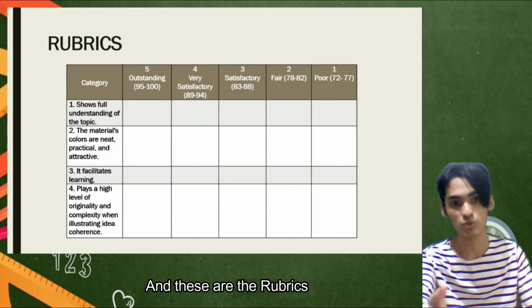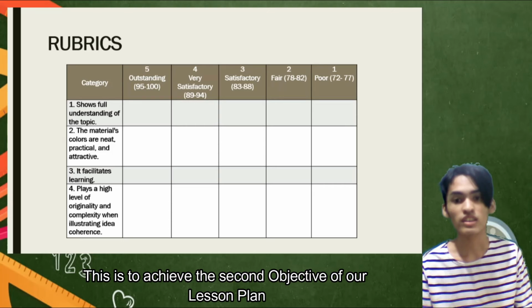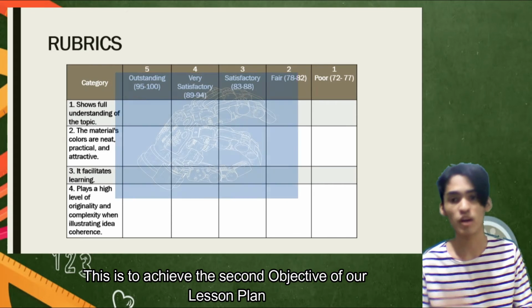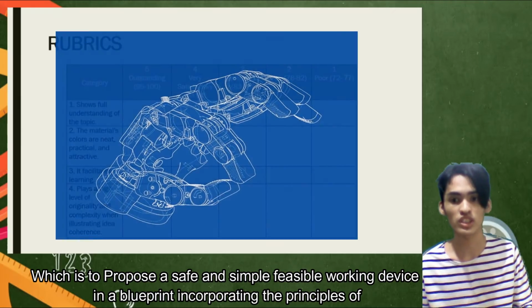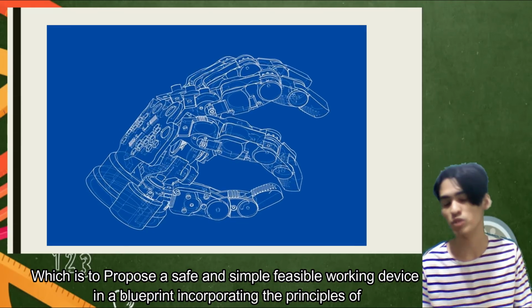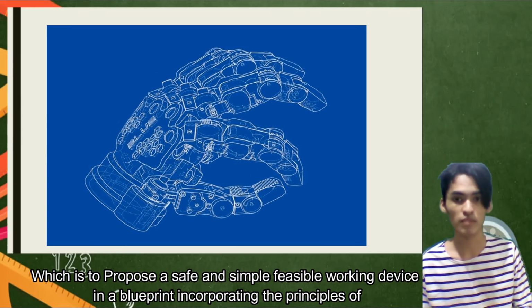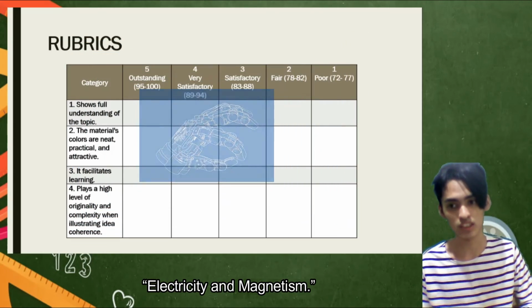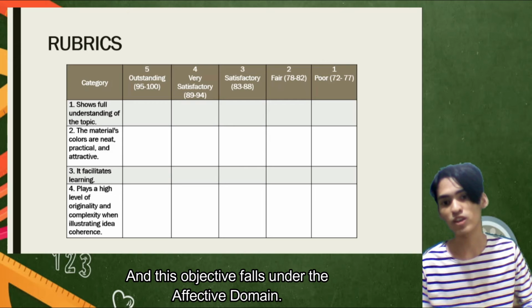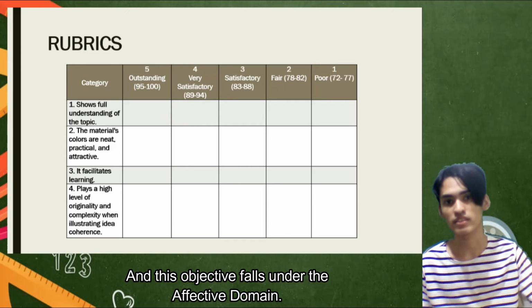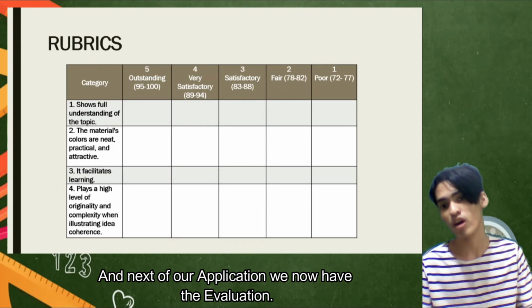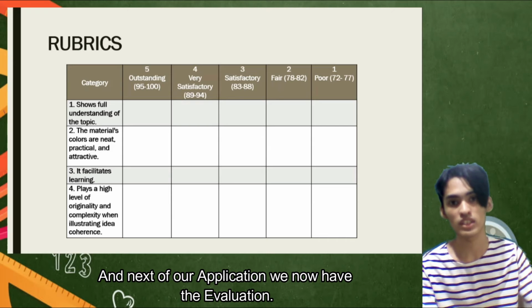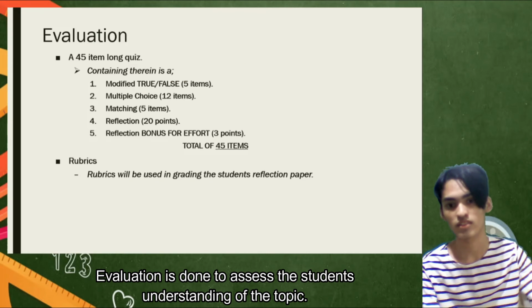These are the rubrics. This is to achieve the second objective of our lesson plan, which is to propose a safe and simple visible working device in a blueprint incorporating the principles of electricity and magnetism, and this objective falls under the affective domain. After the application, we now have the evaluation.